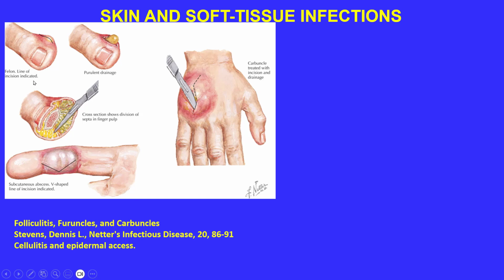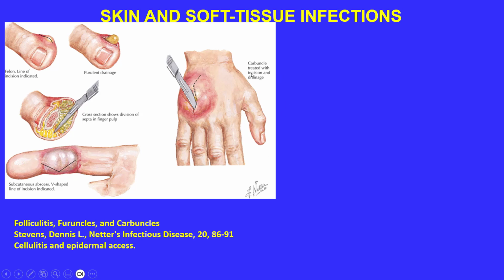So what's going to happen is, in this situation, you have the line of the incision here, and you have to have the purulent drainage here. Okay? This is a cross section here, and it shows the septa with the finger pulp. Here's a situation where you have subcutaneous abscess. A V-shaped line of incision is indicated. And the idea is that once it's pretty much emptied out of the pus, you can then probably stitch this close or let it close.